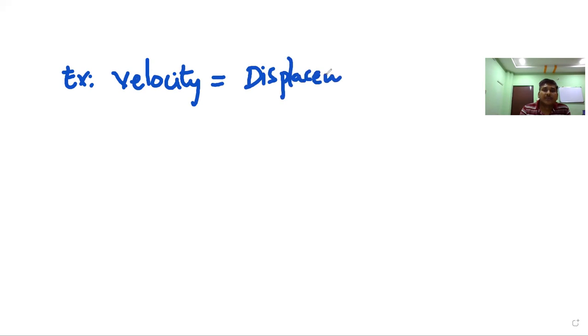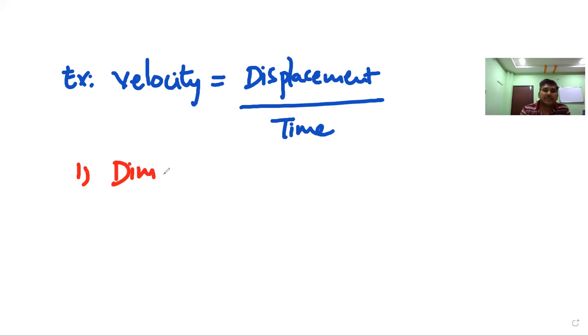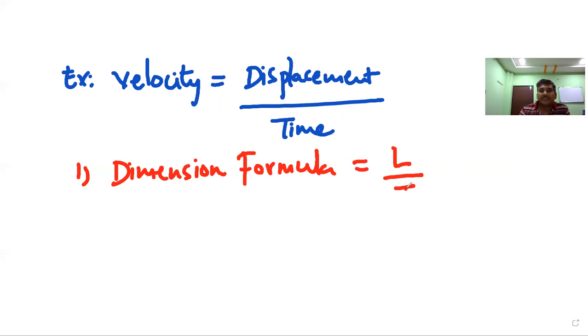Okay, here I am taking an example of a physical quantity, velocity. What is the definition of velocity? Displacement by time. Okay. Now, let us see the dimension formula for this. The dimension formula for this is: distance is L, time is T. So L T minus 1.